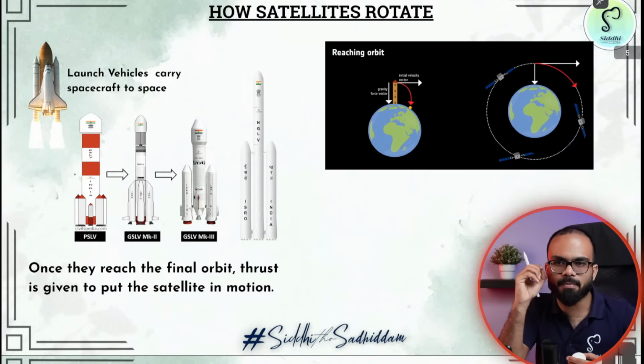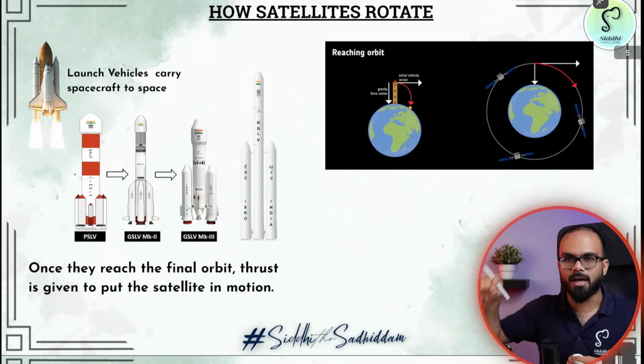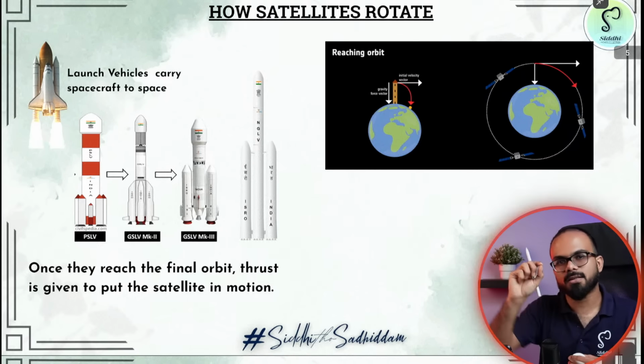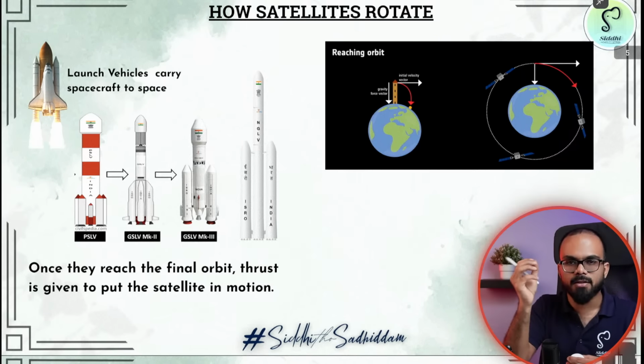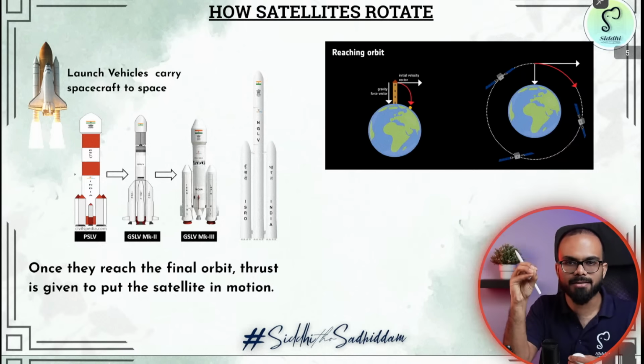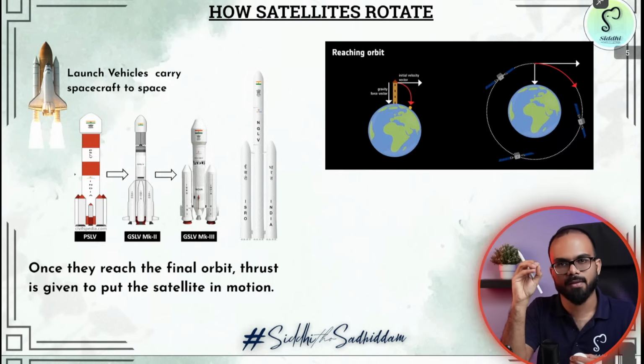Basic difference between a PSLV and GSLV is that PSLV has a limited payload capacity. Once I tell you what are orbits, there I will tell you these are called sun synchronous orbits. These are called geosynchronous orbits. So basically, PSLV is a vehicle that is used to put satellites into low Earth orbits.